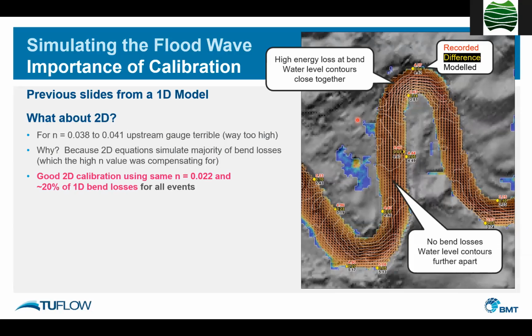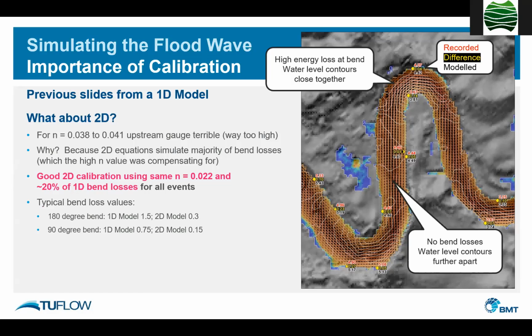And what was fascinating at the end, once again highlighting the need for calibration, was that we could get a good 2D calibration using the same Manning's N as we have for the 1D model of 0.022, and using about 20% of the 1D bend losses. You have to remember that 2D is not 3D. It won't simulate all the energy losses. There's some strong circular flows in this bend. But the 2D will simulate a large percentage of those losses.